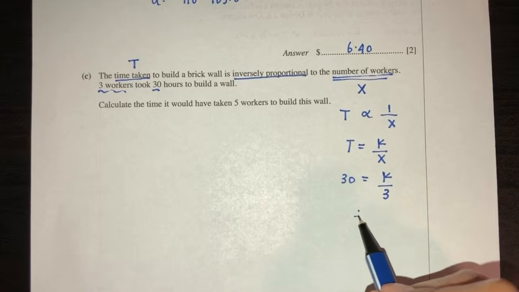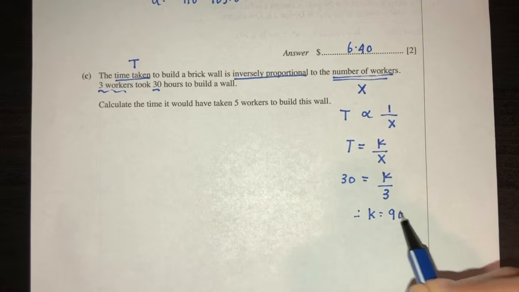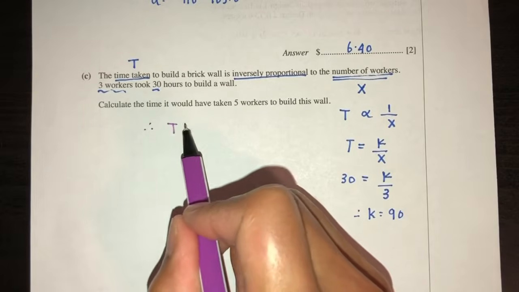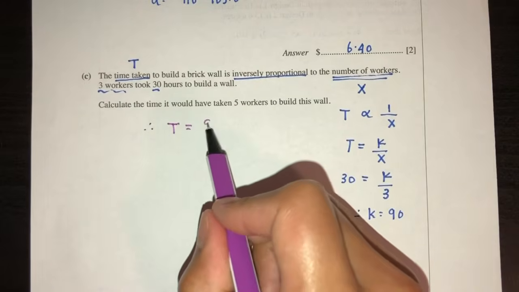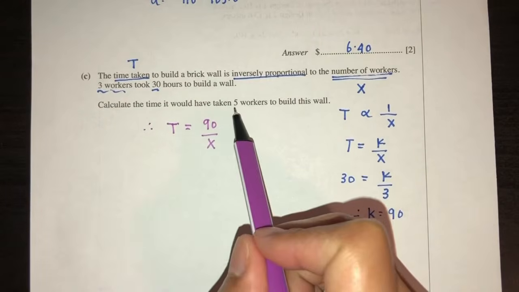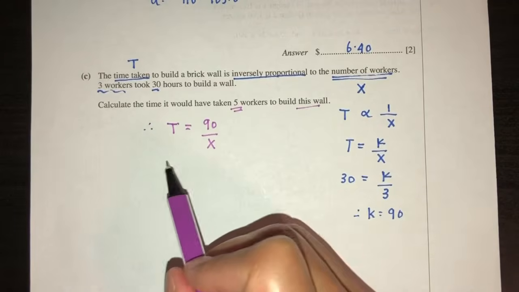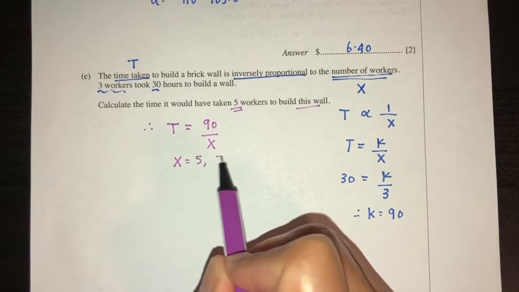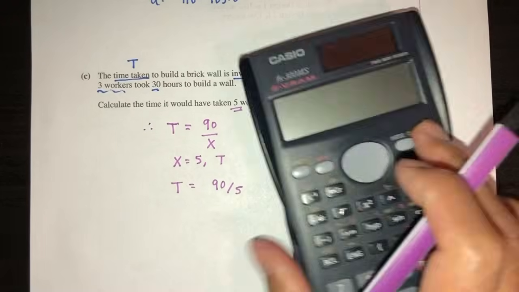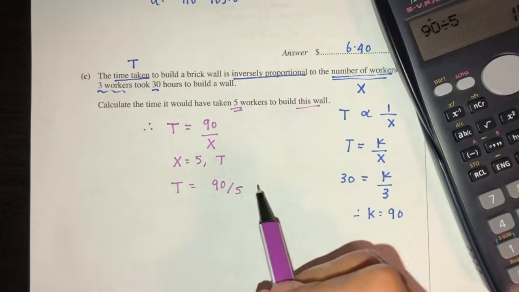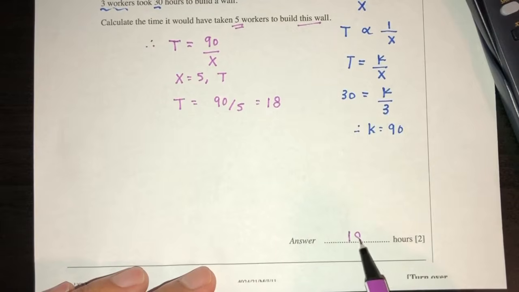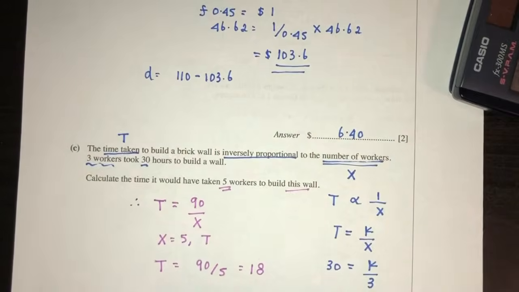So find the value of K. K will be equal to 90. So right now, our equation is T equals K, which is 90, divided by X. Calculate the time it would take 5 workers to build this wall. So if X is equal to 5, find the value of T. T is equal to 90 divided by 5. That will be 18, so the time taken will be 18 hours. That will be your answer for part C. And this is your question number 3.